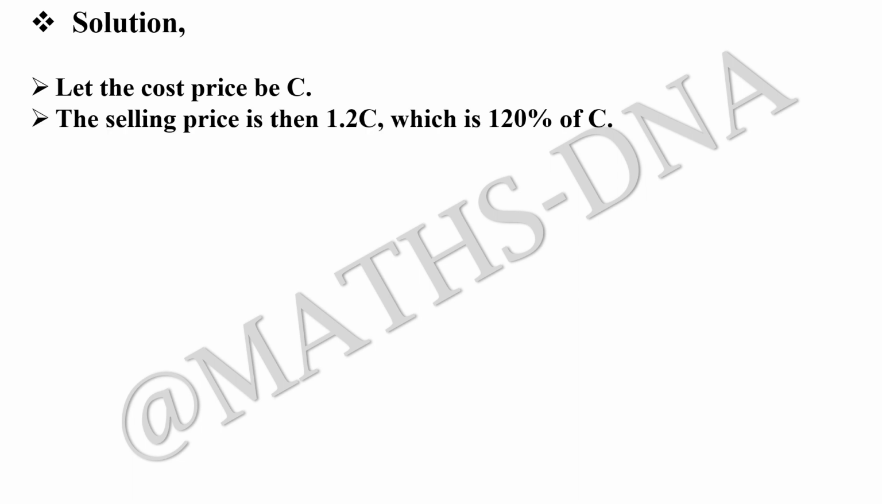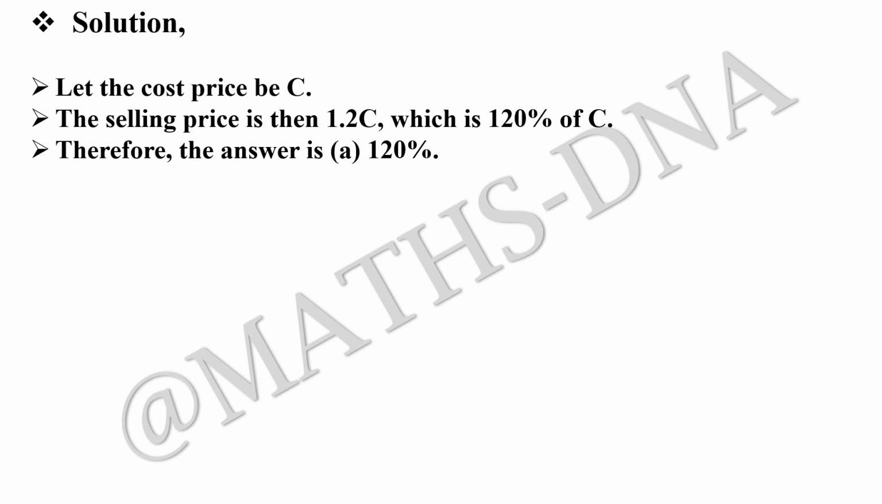Now, as it is given to us that the selling price is 20% more, that is profit, of the cost price. So let us assume that the cost price is C. Then the selling price will be 1.2C, which is clearly 120% of C. You can easily solve that. That is 1.2 upon 1 into 100. That is 120%. And thus the correct answer is option A.